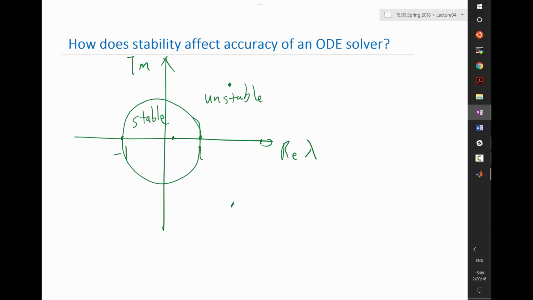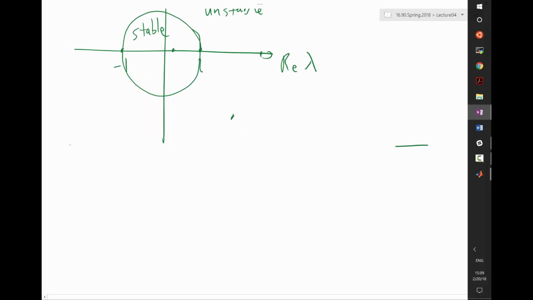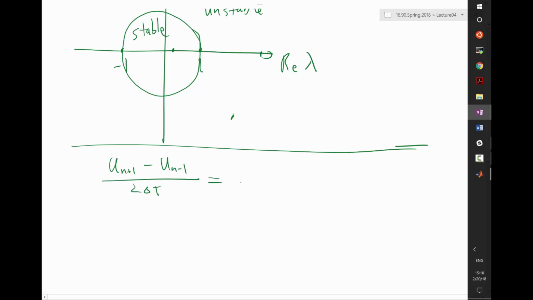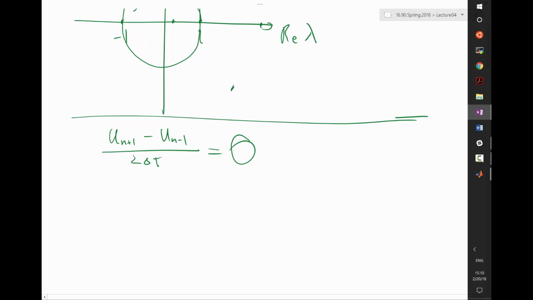So let's analyze the midpoint rule. So midpoint rule has an eigenvalue exactly at, I think it's minus 1. Let me just analyze it. So you have u^(n+1) minus u^(n-1) divided by 2 delta t equal to what? If you want to analyze zero stability, yes, 0. Okay. Then how do I convert that scheme, which is basically u^(n+1) equal to u^(n-1), into matrix form?